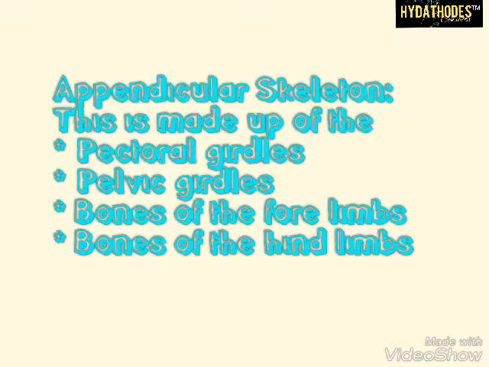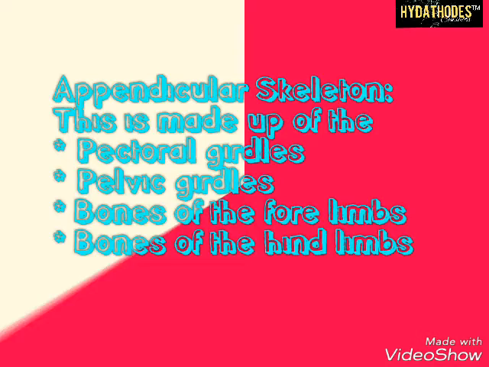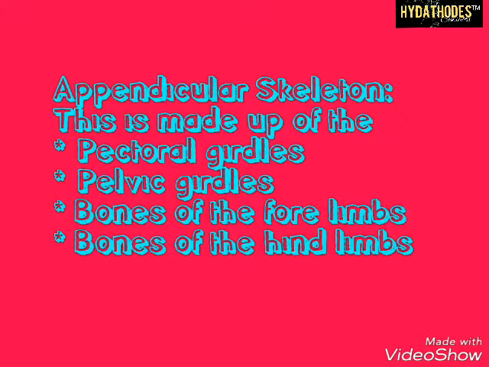The appendicular skeleton. The appendicular skeleton is made up of the following: number 1, pectoral girdle, pelvic girdle, bones of the forelimbs, and bones of the hind limbs. The pectoral girdle. The pectoral girdle is found around the shoulder in man. It is made up of 2 halves which are held by muscles. Each half of the girdle is made up of 3 bones, which are the scapula, the clavicle, and the coracoid.